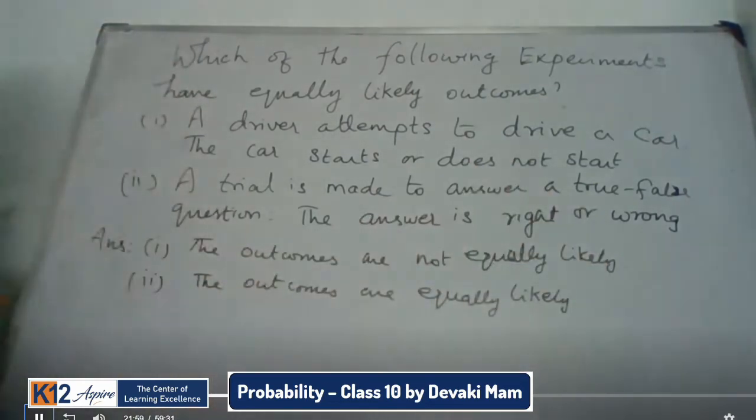So in this way you can understand these terms, like not equally likely and equally likely. Is that clear to you? Okay.